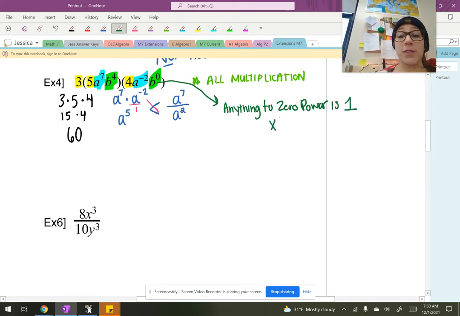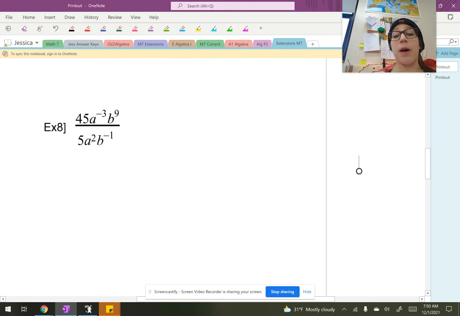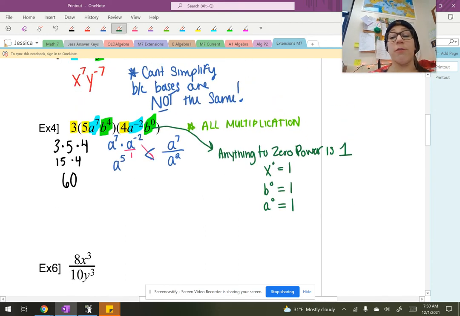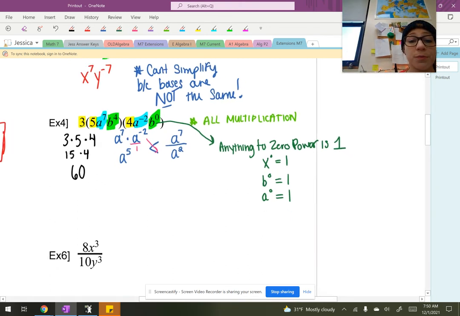So, x to the 0 power is equal to 1. b to the 0 power is equal to 1. Any variable that you have raised to the 0 power is going to be equal to 1. The variable goes away. The base is no longer there. It just cancels out and is just 1.